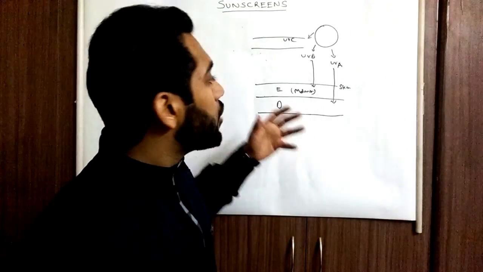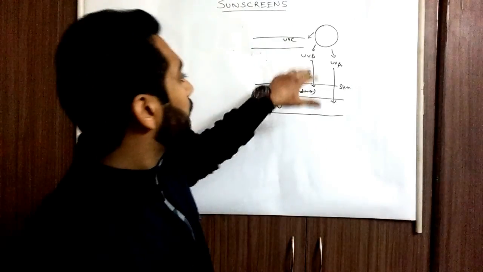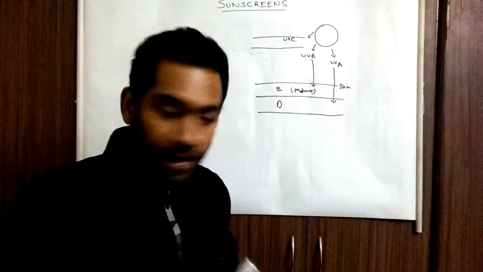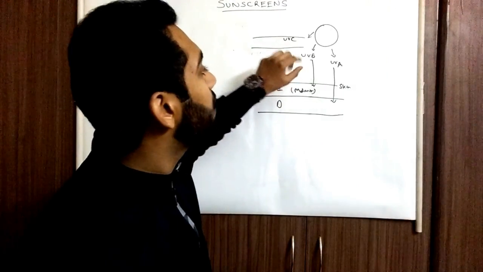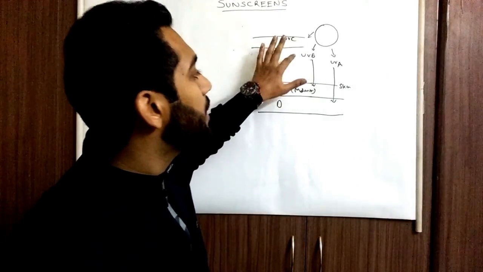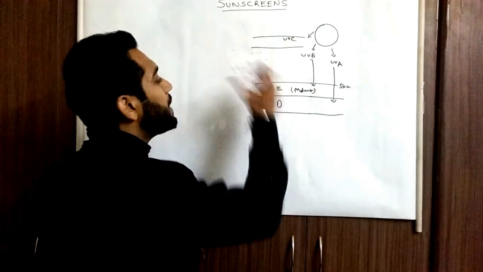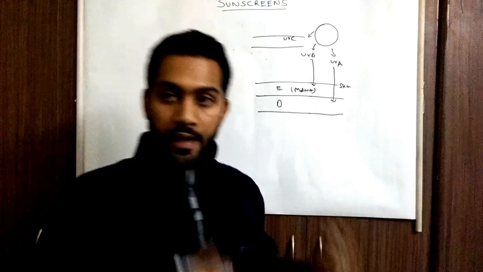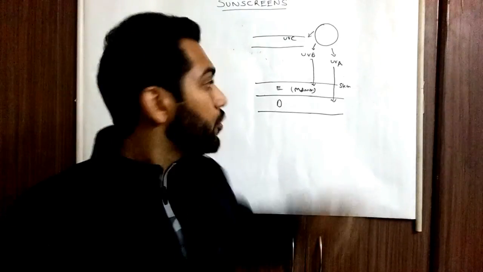So in order to protect yourself from UVB rays and to not get tan, you have to apply sunscreen that protects you against UVB rays. Now what does UVB do? It can get your skin burnt, you can get tan, and your skin can get red due to UVB rays.